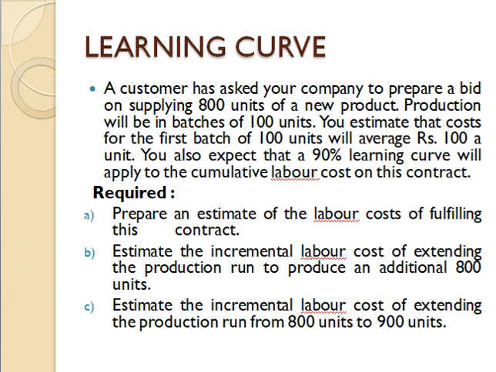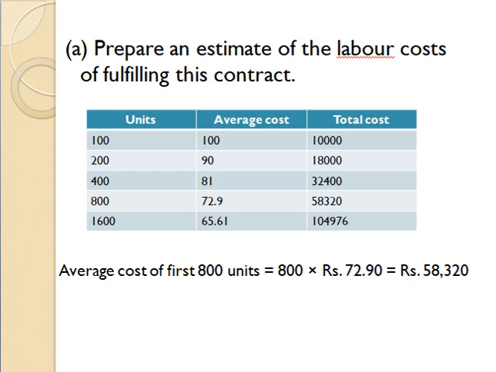Estimate the cost for the first 800 units. In the problem you can check the first 800 units. So the total cost of the first 800 units equals 800 multiplied by 72.9, which we already calculated in the table. So 72.90, total 58,320. The first requirement is over.